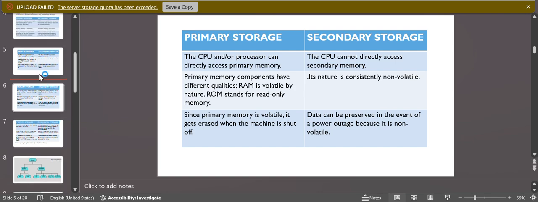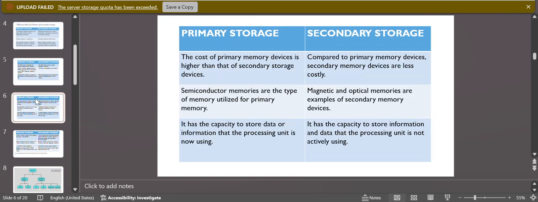Next part, the cost of primary memory devices is higher than that of secondary storage devices. Compared to primary devices, secondary memory devices are less costly. Semiconductor memories are the type of memory used for primary memory. Magnetic and optical memories are examples of secondary memory devices. Primary memory has the capacity to store data or information that our processing unit is now using. Secondary memory has the capacity to store information and data that our processing unit is not actively using.